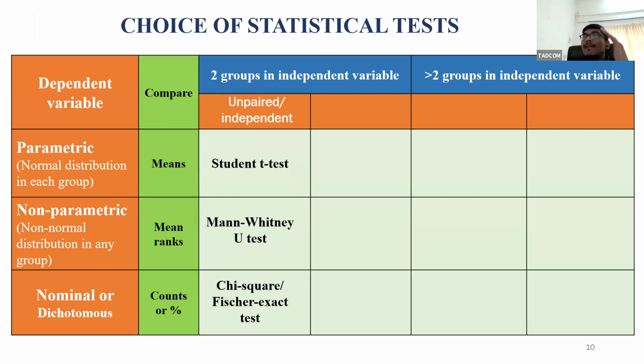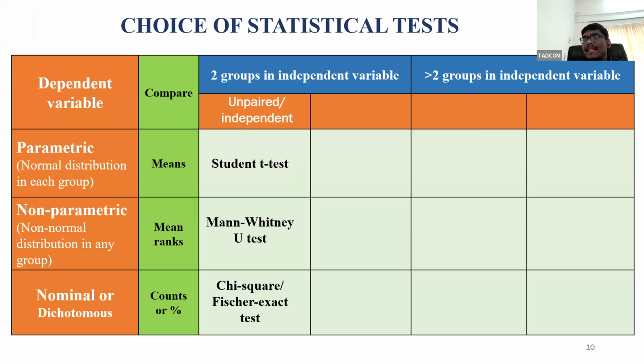So males, females, that is also categorical, and the outcome variable, the cholesterol value, high cholesterol, low cholesterol, that is also categorical. If such a scenario is there, we go with the chi-square test. We will formulate the 2x2 table, calculate the chi-square value, and the p-value will be calculated.